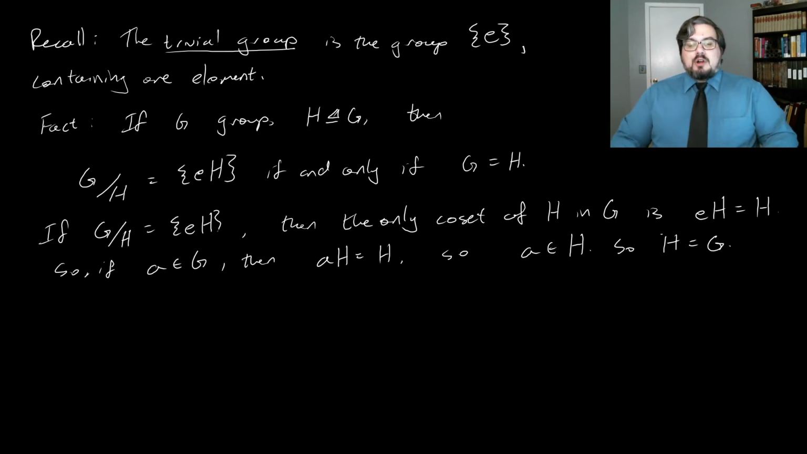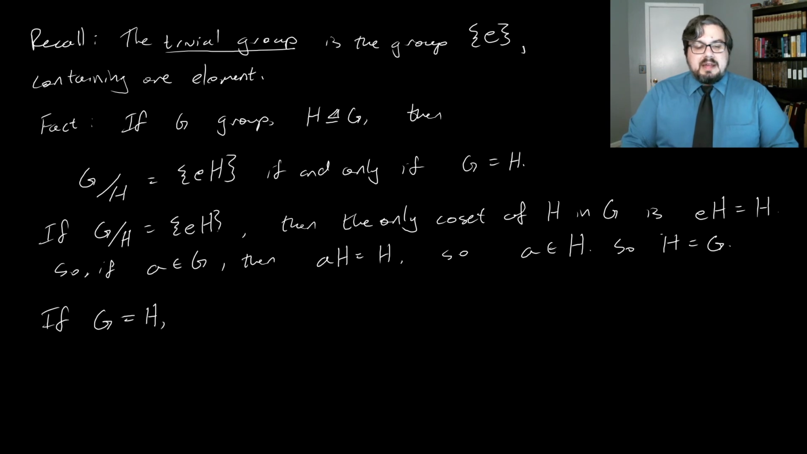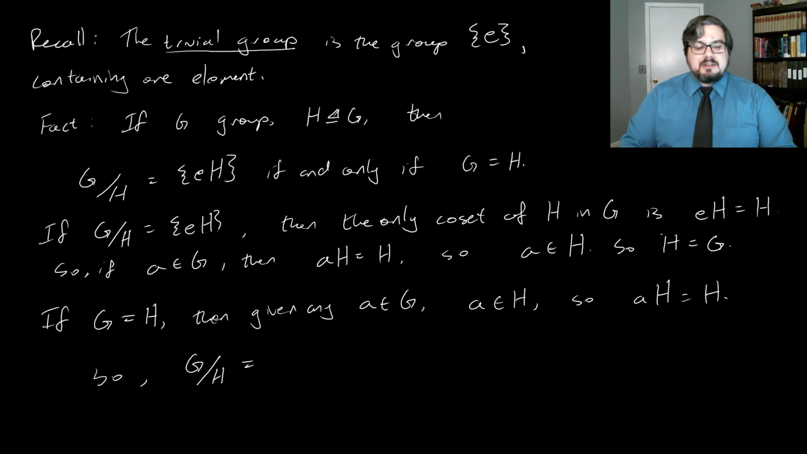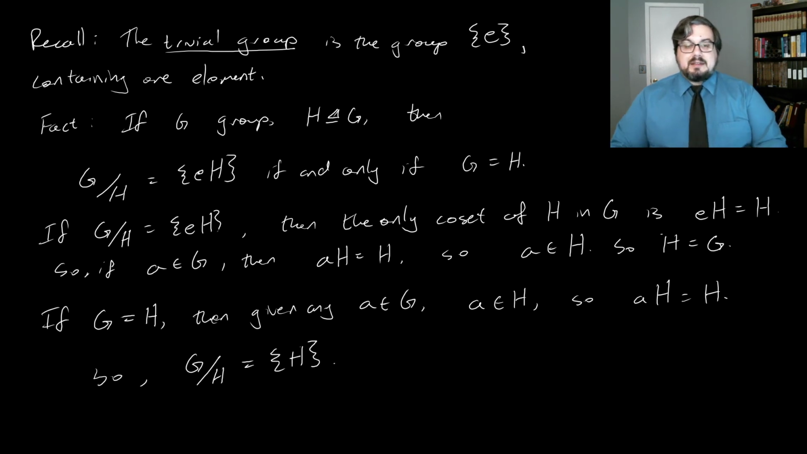And then a similar argument goes the other way. If G is equal to H, then given any element A of G, A belongs to H, so that means that the coset AH is just H itself. So that means that the set of cosets of H is simply the set {H}.